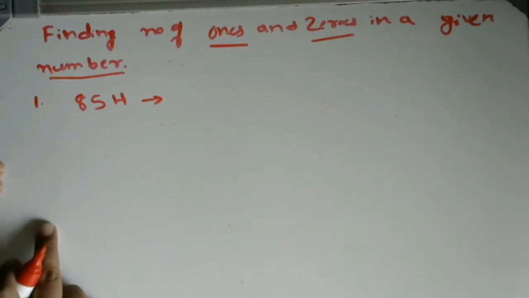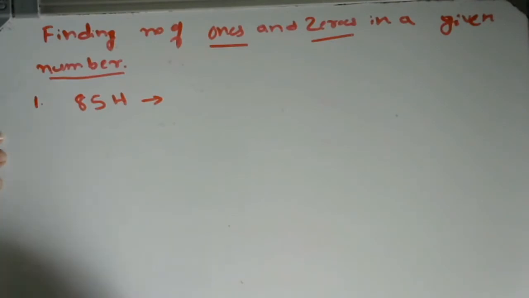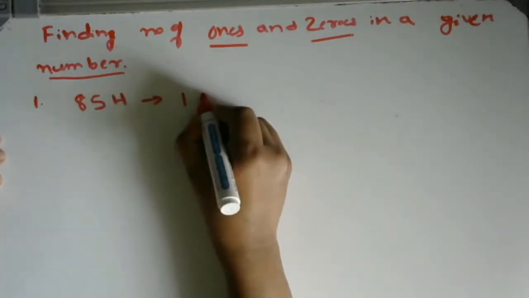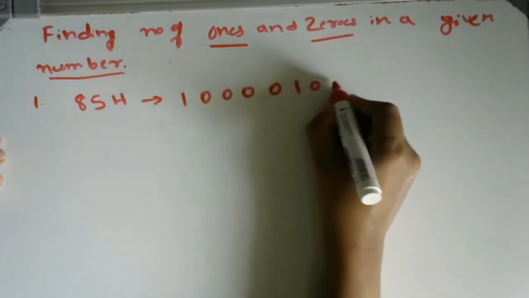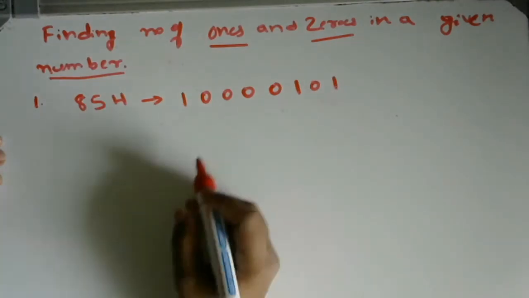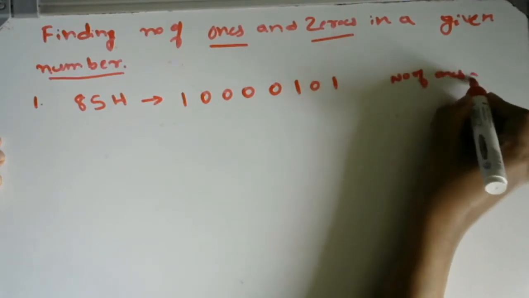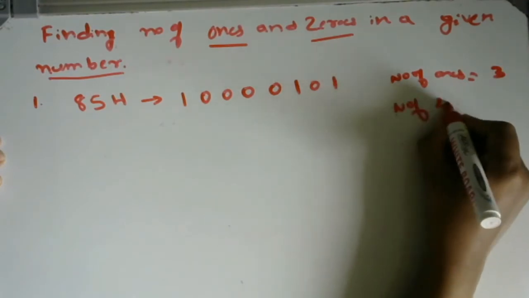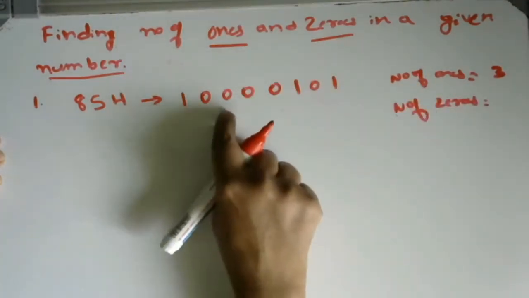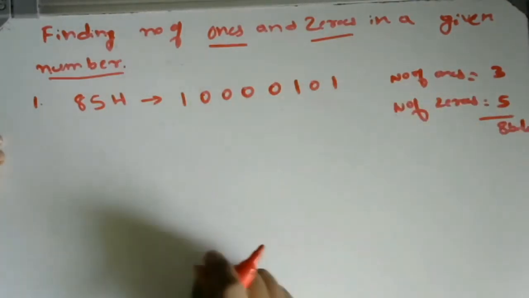present in 85h. First, write this hexadecimal number in the form of a binary number. 8 is represented as 1000 and 5 is represented as 0101. Now in this, the number of ones are 1, 2, 3, and the number of zeros we have are 1, 2, 3, 4, 5. So total 8 bits, correct? So the number of ones is 3 and the number of zeros is 5.